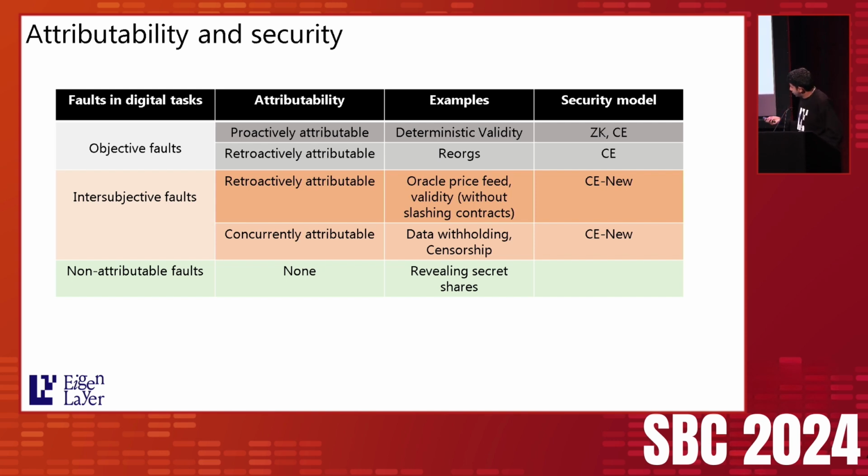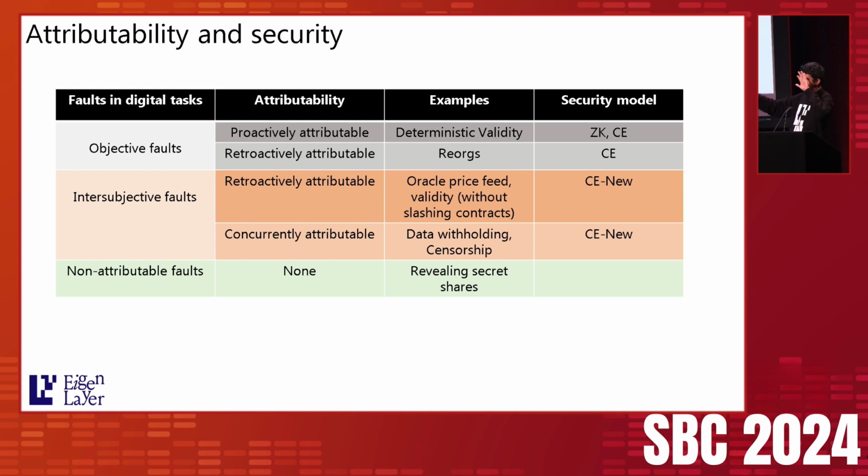When you think about intersubjective faults, we still categorize them into two types, one of which is retroactive. An example of this is an oracle price feed, let's say. I come in and say, 1 BTC is equal to 1 USD. 1 Bitcoin is $1 US. It's absolutely not true. We all know. But on-chain, somebody said it. Now, what are you going to do? How do you know it's wrong?